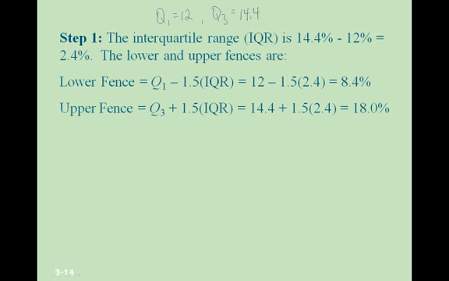So we want to calculate the lower and upper fences. The IQR will be 14.4 minus 12, or 2.4. The lower fence is Q1 minus 1.5 times our IQR. So when we evaluate that, we get the lower fence as 8.4. The upper fence is Q3 plus 1.5 times the IQR. So when we evaluate that, we see that we get 18.0%.